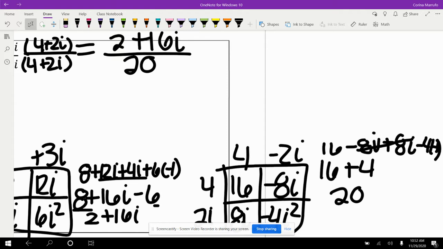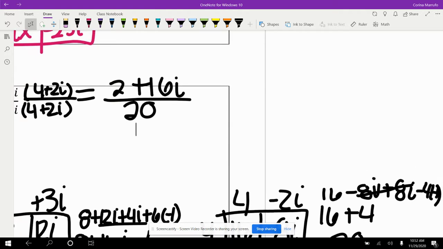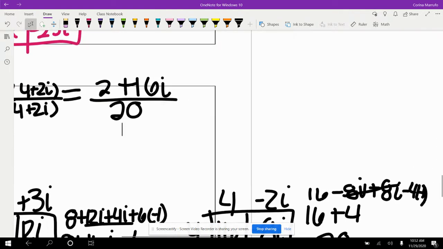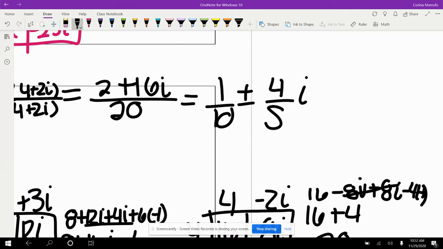Now we're just going to reduce these fractions. 2 divided by 20 would give us 1 over 10. So we have 1 over 10 plus 16 over 20. We can divide both of them by 4, so this would give us 4 over 5, and that's it.